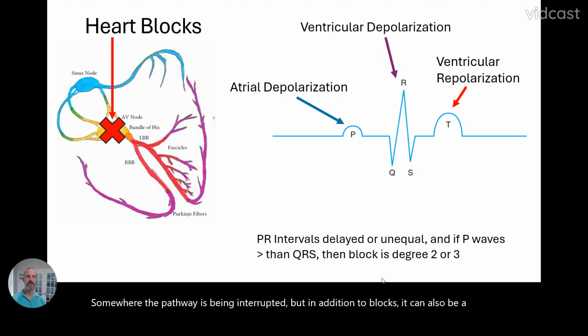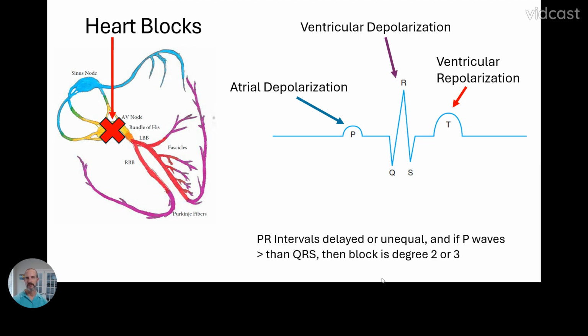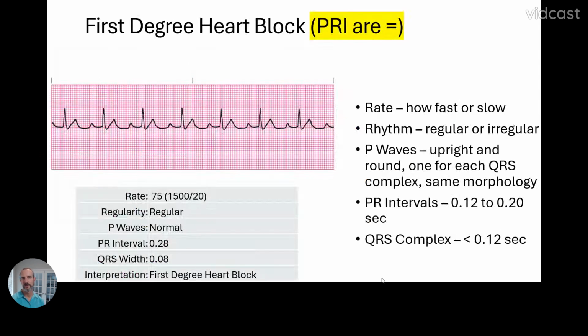But just understand, if your P waves do outnumber your QRS complexes, you can be pretty certain that there is some kind of a block that is of a second or third degree nature. All right, so let's make sense of all this. First degree heart block. You're going to see that I have highlighting at the top of each one of these 4 rhythms that we're going to go over. So pay attention that first degree heart blocks have equal PR intervals. So let's get into our 5 rules.